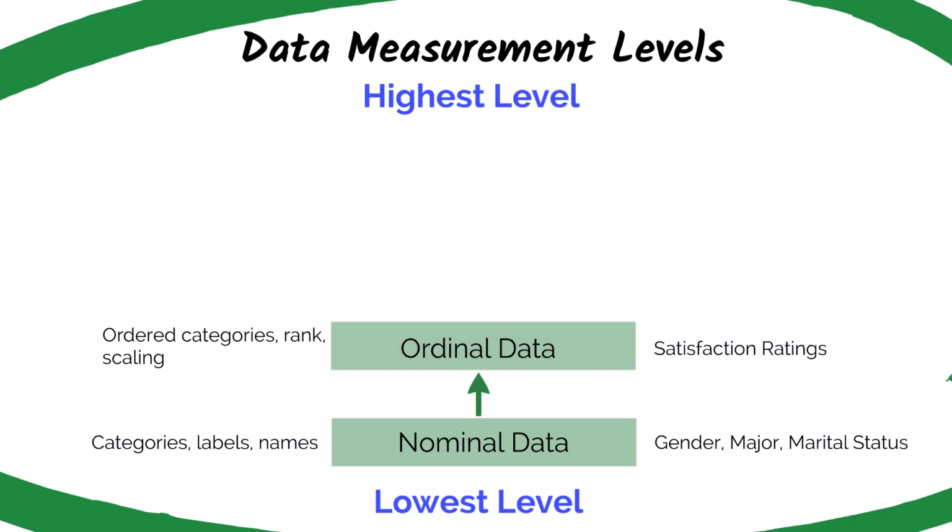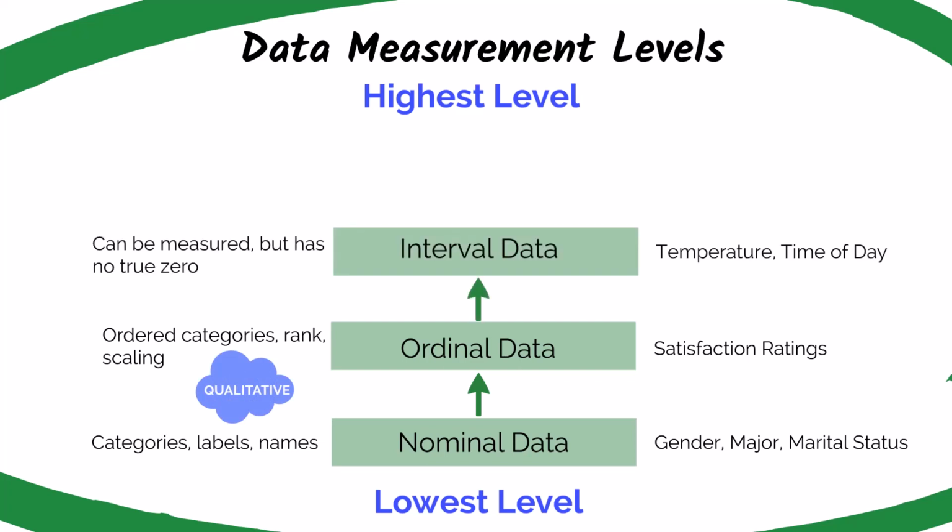Next is ordinal data. So it's like categories, labels, and names, but now there's a rank or order to it. We have ordered categories, scaling, and this can also include satisfaction ratings. Ordinal measurement allows people to equate 2 or more observations and then rank them. So these 2 levels of data are considered qualitative.